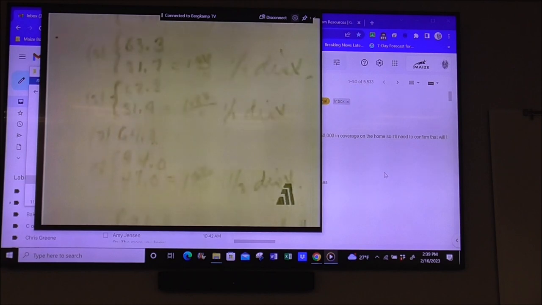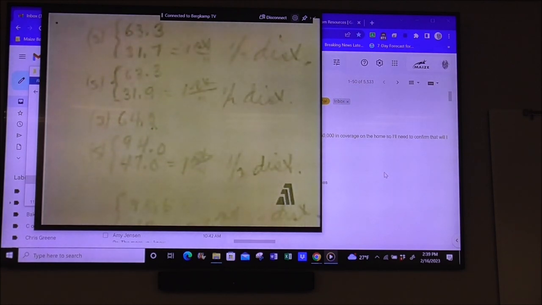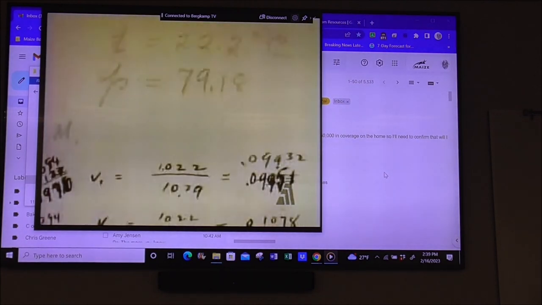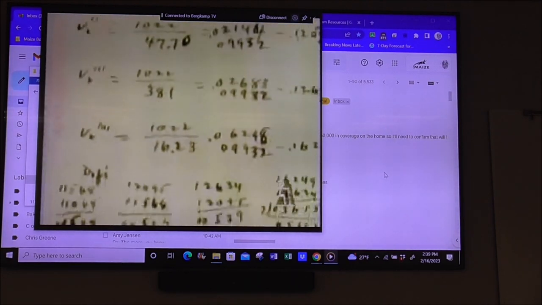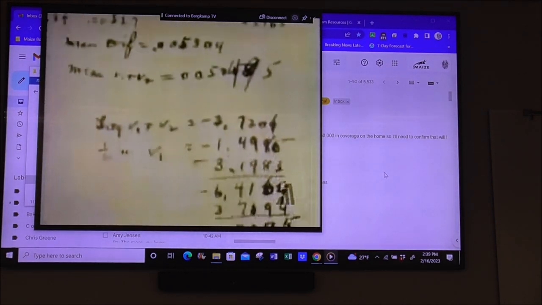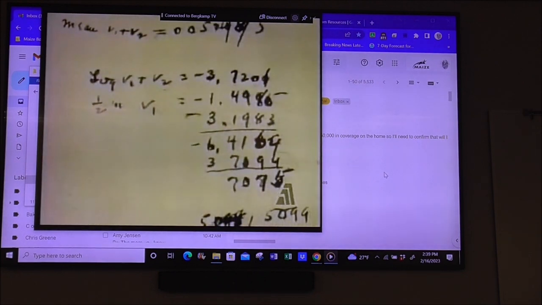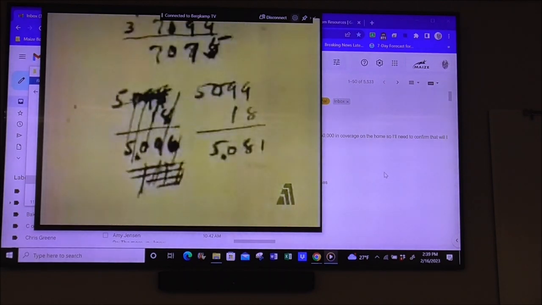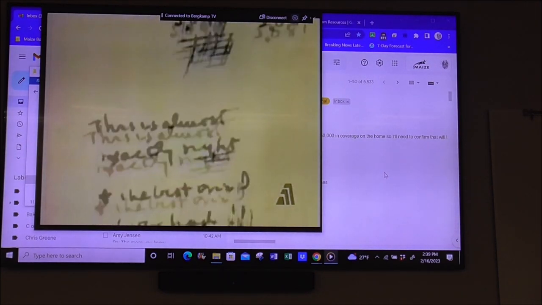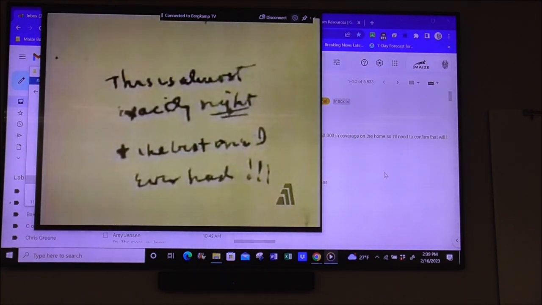From those times, he calculates velocities, V1, V2, and so on. Using those velocities, he finds the logarithm of V1 plus V2, so he can add it to 1/2 the logarithm of V1. And finally, here, Millikan reaches his result. And then he writes, "This is almost exactly right." But how can he say that?